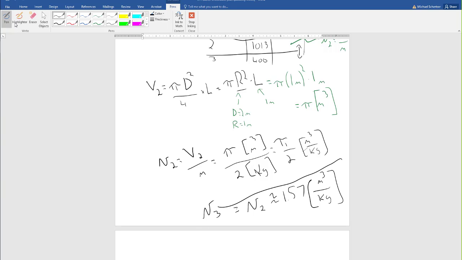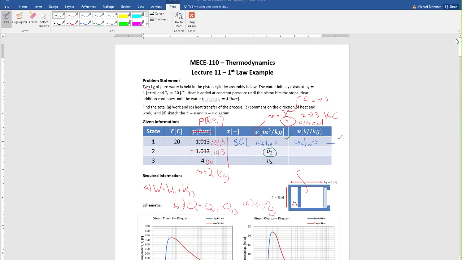Oops. I'm not going to draw a box around it. You can see I'm not good at drawing straight on the board either. So this is going to be 1.57 meters cubed per kilogram. So this is 1.57. Oops. This is also 1.57.